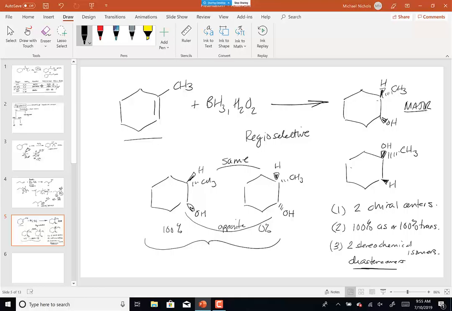Can you repeat why an enantiomer is not selective? So it doesn't matter how many chiral centers you have. If you make a pair of enantiomers as your product, the only way you're going to get an unequal mixture is if you use a chiral reagent. If you don't use a chiral reagent, then you can't make a chiral product. And what I mean by chiral reagent and chiral product is a reagent that rotates plane polarized light, and a product that rotates plane polarized light. So an unequal mixture of R and S.